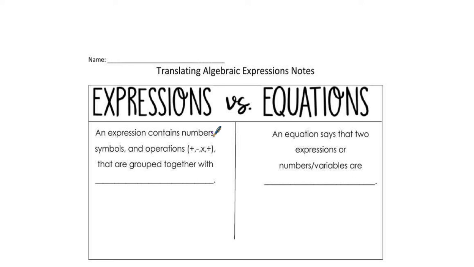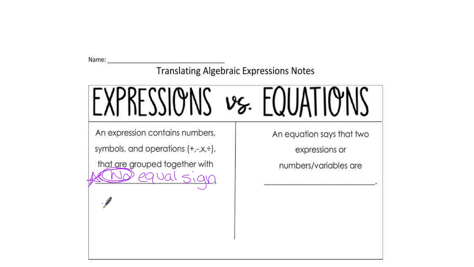An expression contains numbers, symbols, and operations such as plus, minus, times, or division that are grouped together with no equal sign. So circle that: no, there's no equal sign. Put a star next to it. Expressions do not have an equal sign.